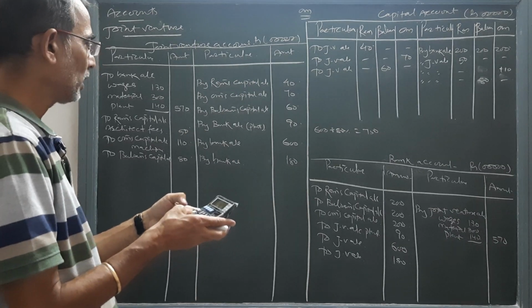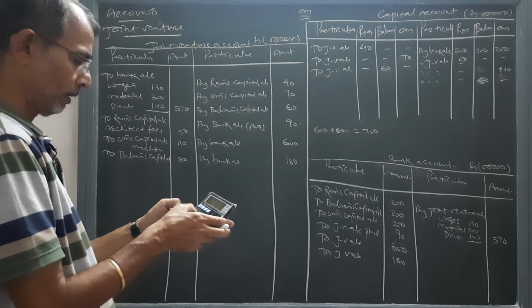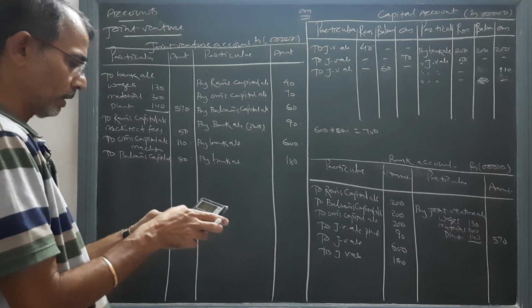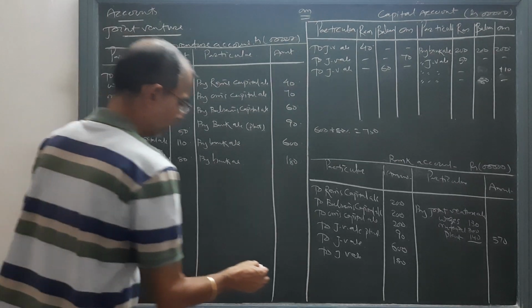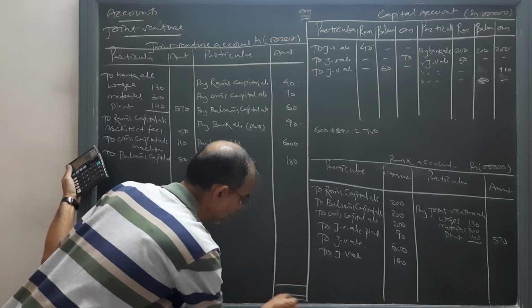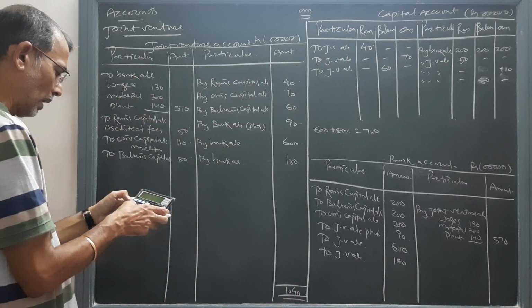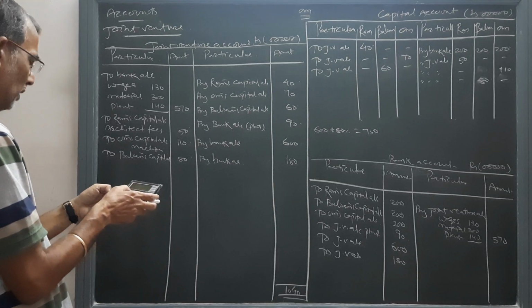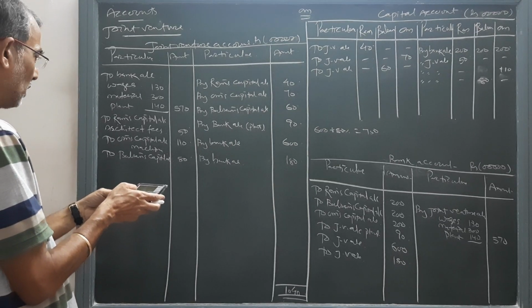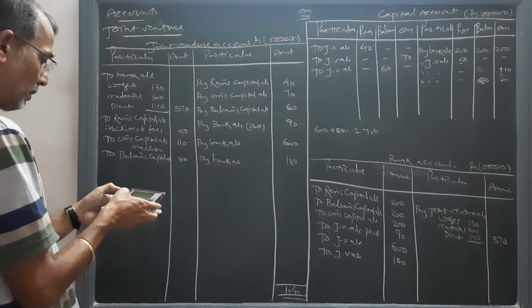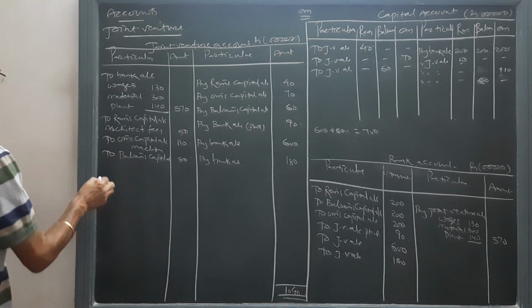So that is 40 plus 70 plus 60 plus 90 plus 600 plus 180. 1040 minus 570... 50... 110, 80, 230, divided by 3.